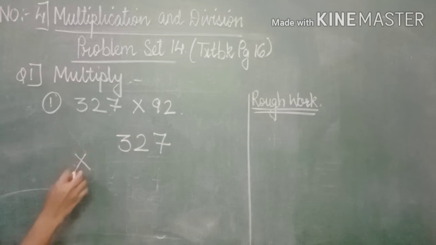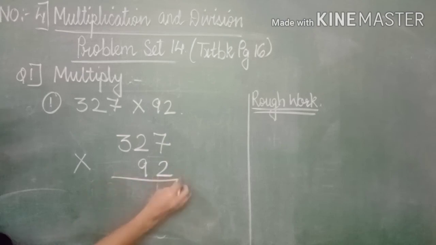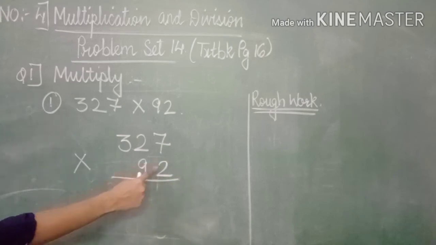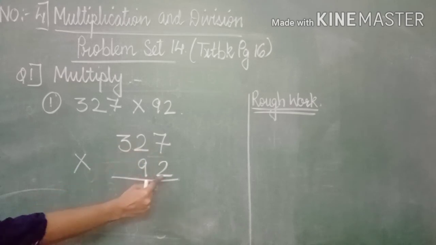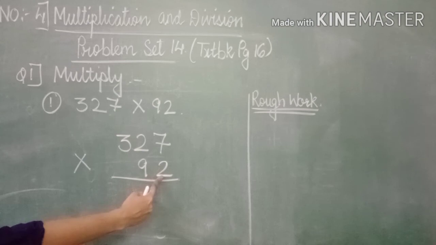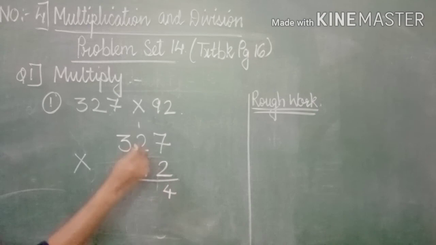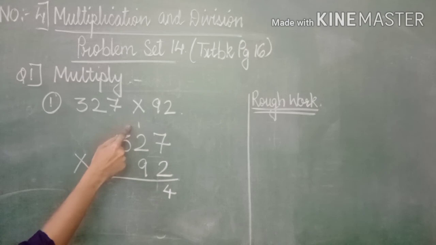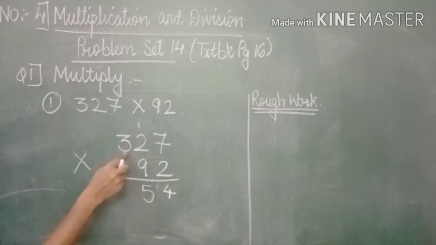327 cross sign, means multiplication sign, 92. First we are going to calculate with 2: 2 sevens are, 2 twos are, 2 threes are. This 2 is standing in the place of the units. So first let's calculate. 2 sevens are 14. 1 carried up, 4 written down. 2 twos are 4. 4 plus 1, 5. See the numbers one below the other. 2 threes are 6. Below 3.